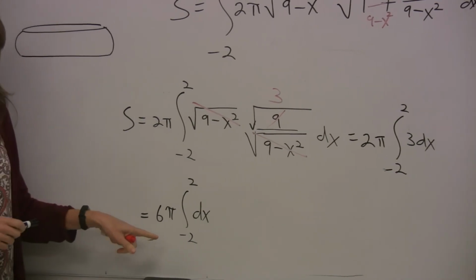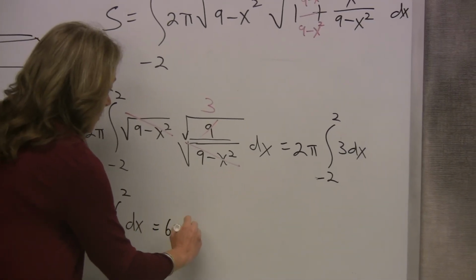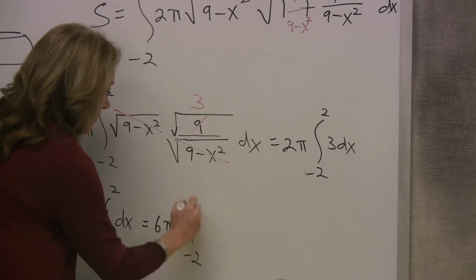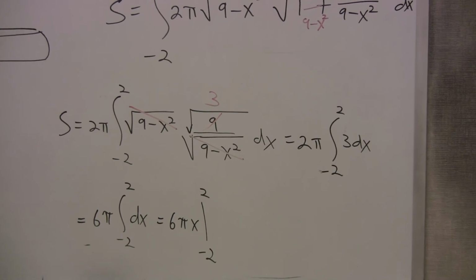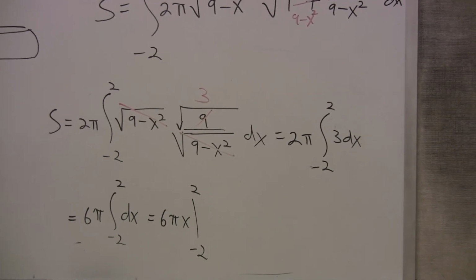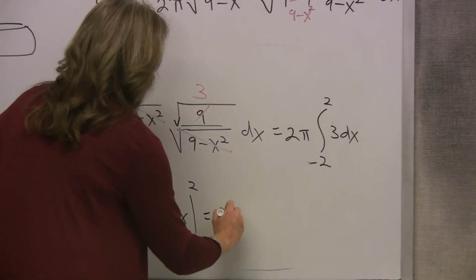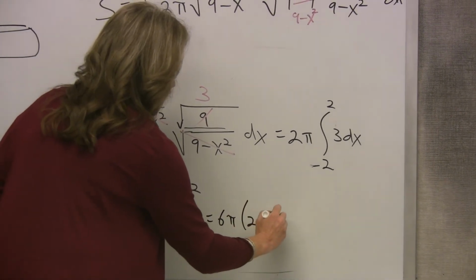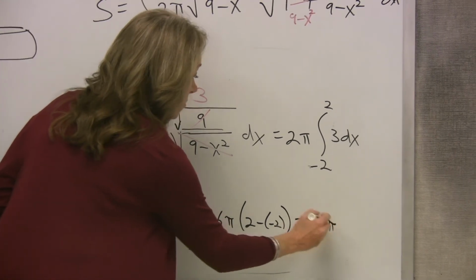Everybody good up here? 6 pi times x evaluated from negative 2 to 2. 6 pi times 2 minus negative 2, that's 24 pi.